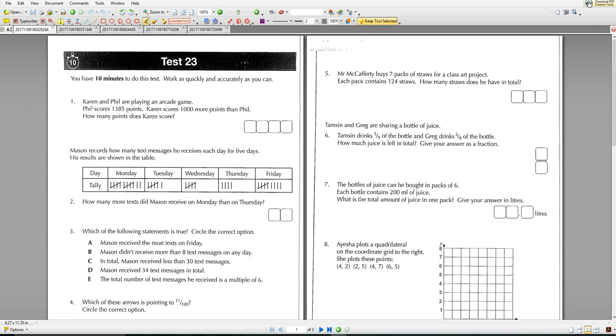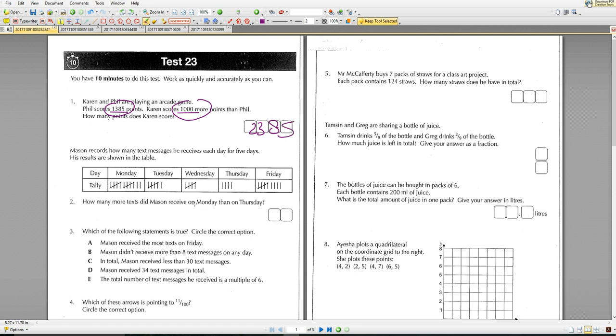Okay, question number 1. Karen and Phil are playing an arcade game. Phil scores 1385 points. Karen scores 1,000 more points than Phil. How many points does Karen score? So we have to add these two numbers up to work out what the total score for Karen is. And that will give us an answer of 2385.